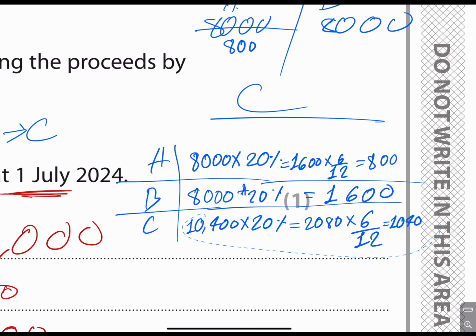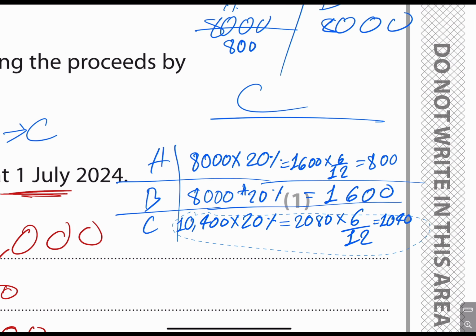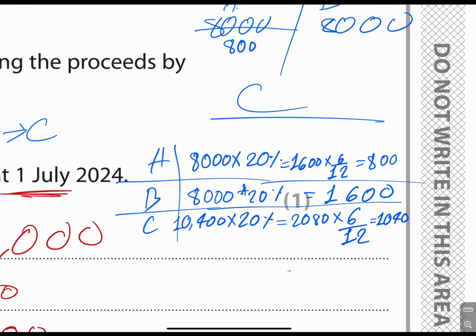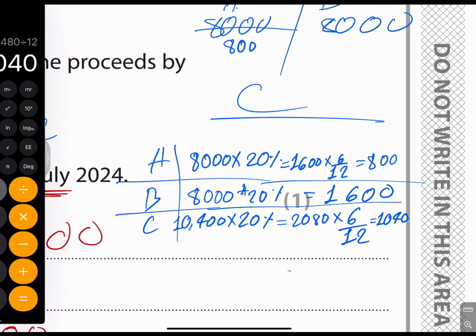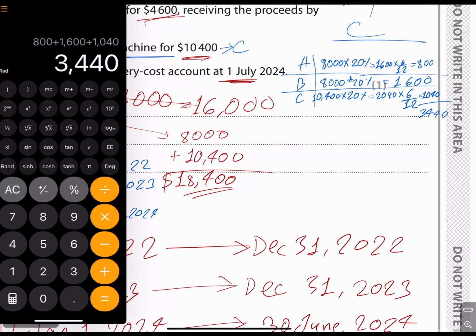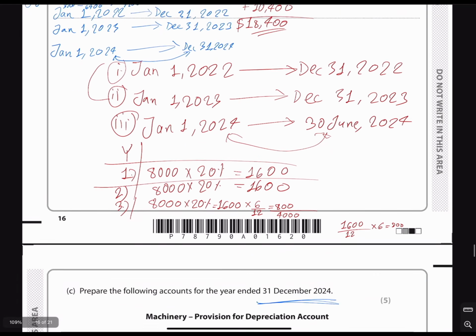What's the total depreciation of all my assets that have been used this year? Let's start from the beginning. So 800 plus 1,600 plus 1,040. So that's a total of 3,440. That's the depreciation that we have accumulated this year.